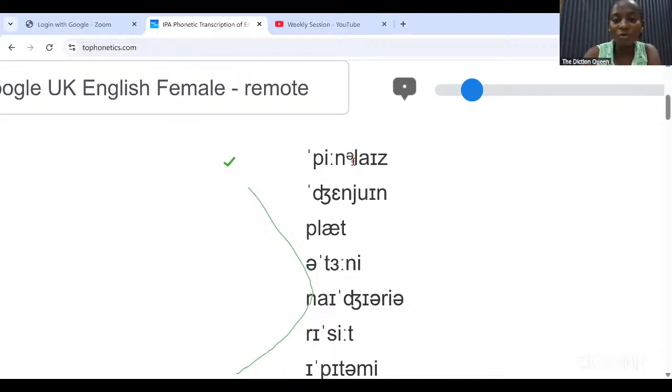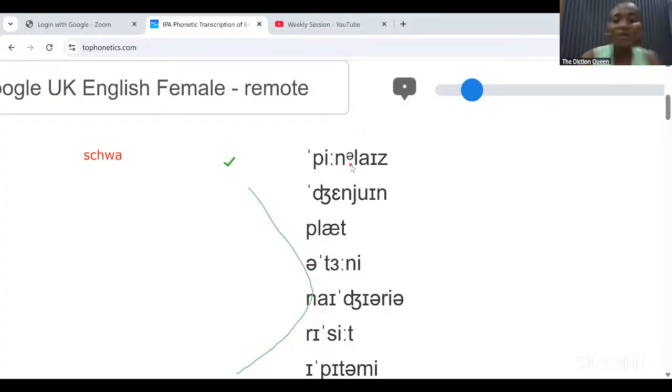Now look at this symbol right here. You'd realize that it is not written on the same level with the other symbols. It looks like a superscript. It's written up, not on the same level with the other sound symbols. This symbol is called the schwa. Schwa is spelled S-C-H-W-A.